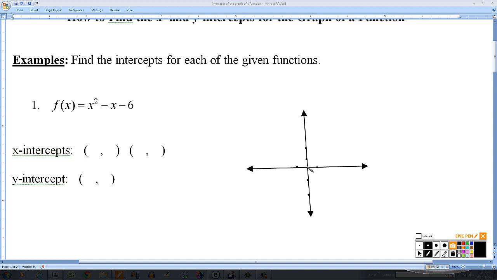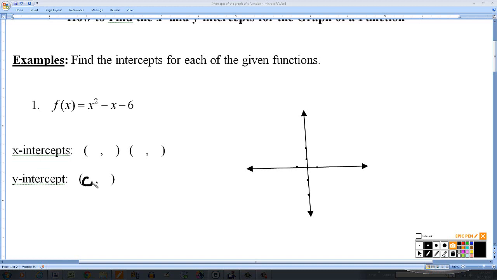So that gives us the procedure for finding the intercepts of a graph, of a function, or any type of relation that you might have. So let's look at the first one here. Find the intercepts for each of the given functions. Let's do the y-intercept first because that's the easiest one to find. Based on what I said over here, if you want to find the y-intercept, the x has to be 0.